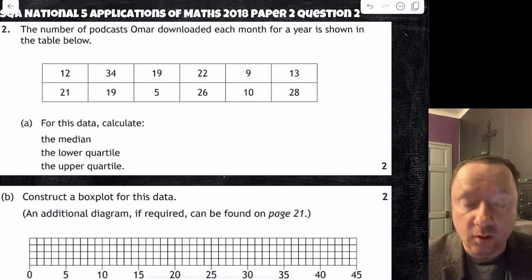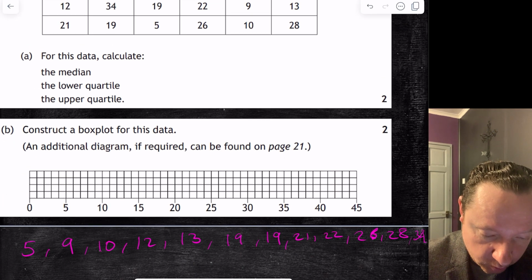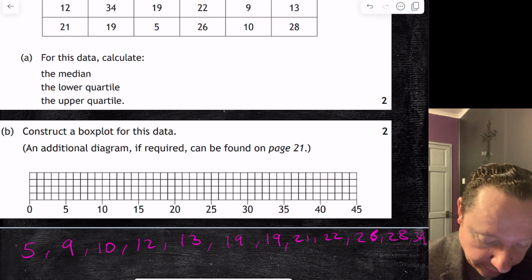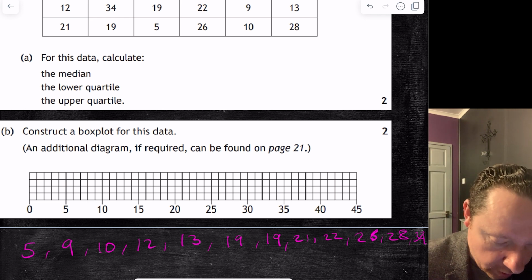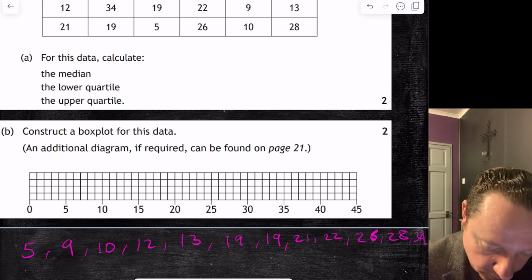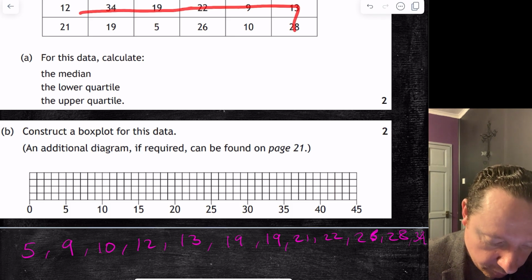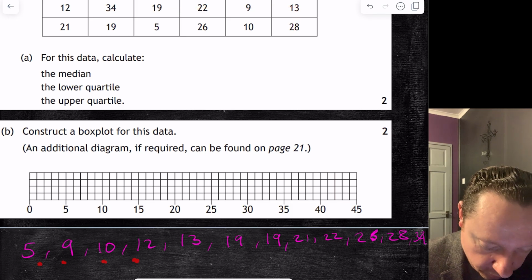So we need the data in order. So I've already written the data in order from smallest to biggest. Just take your time doing that, otherwise you can make a mistake quite easily. So we want the median, so that's the one in the middle when you put them in order. So let's find how many there are. There are 1, 2, 3, 4, 5, 6. There's 12 of them.